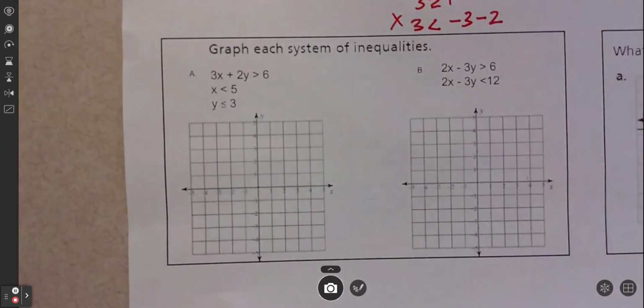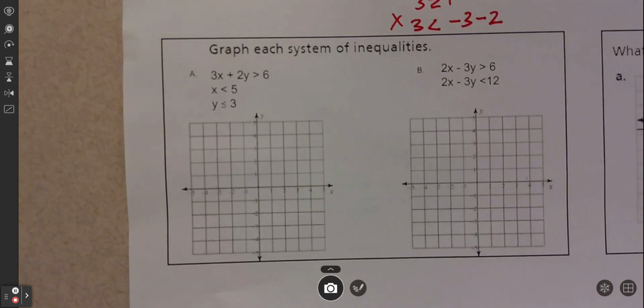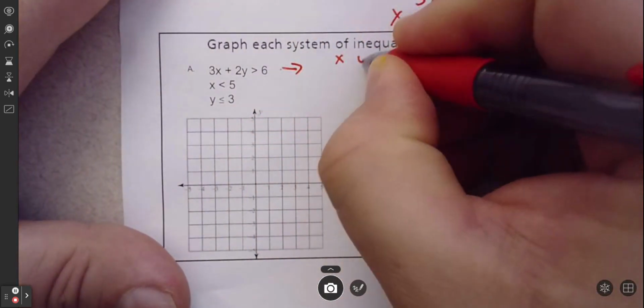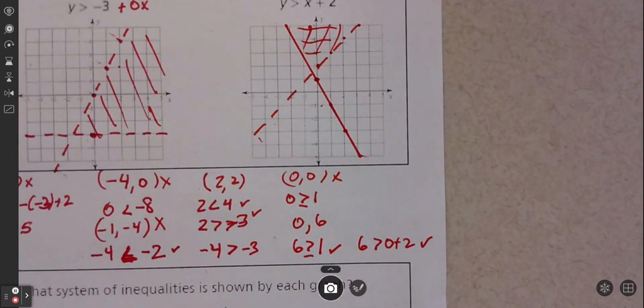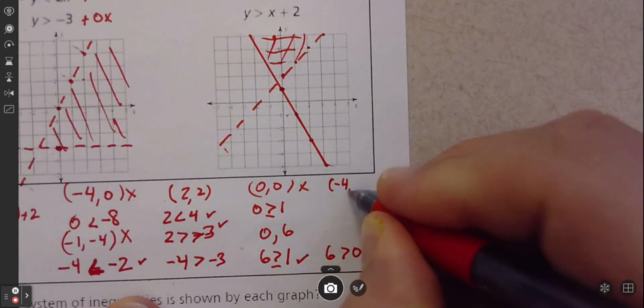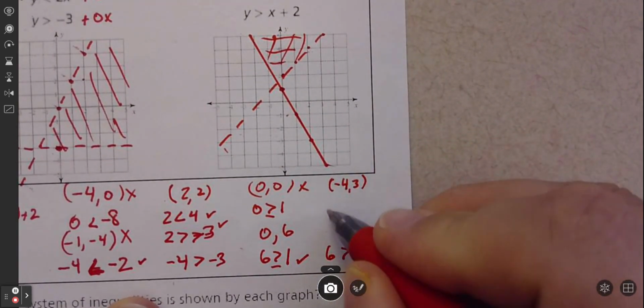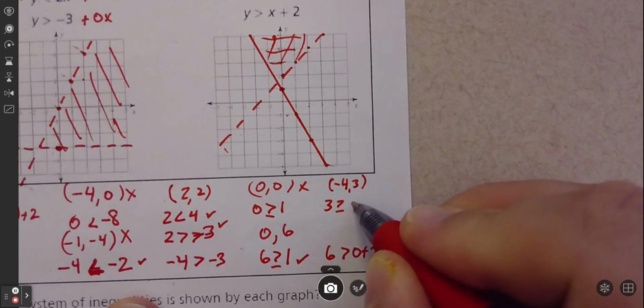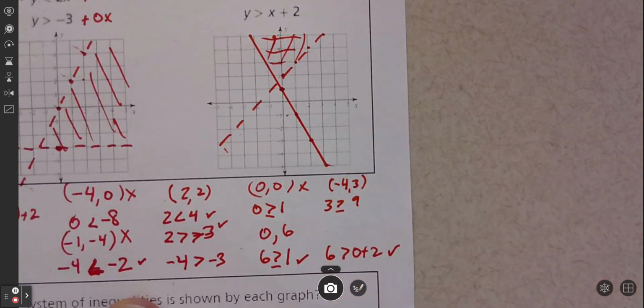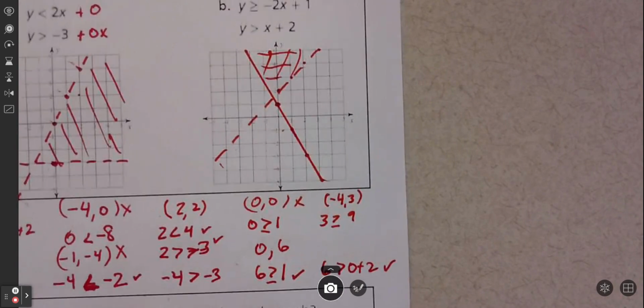I don't know about you, but I know we like to solve for y, but it's not bad practice to make a table. Oh, you didn't finish? Can you plug in negative 4 and 3? The same region, and it worked. So we'd go 3 is greater than or equal to 9. That's not right.